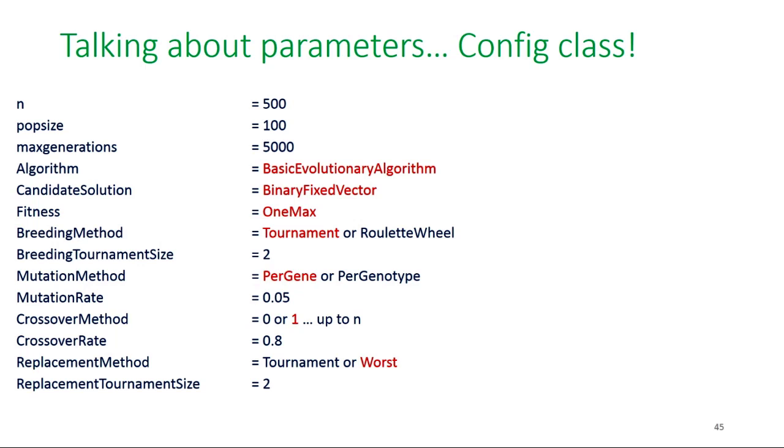N can be, for example, our length for the candidate solution bit vectors. So we're going to solve 1 max. This would mean we are trying to solve 1 max on 500 bits. Population size, self-explanatory. Max generation, self-explanatory.